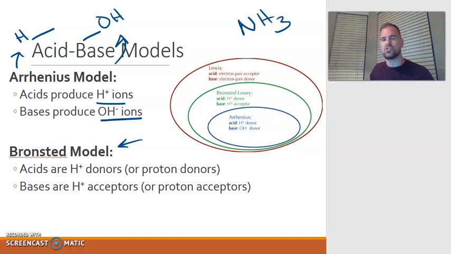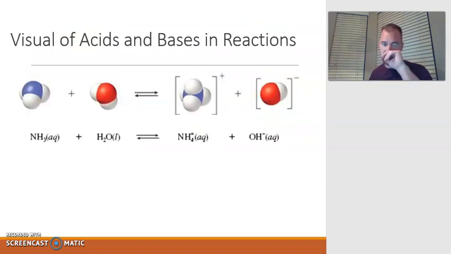So you can see the definitions are a little different. Does that mean the Arrhenius model is wrong and the Bronsted model is right? No, it just means the Bronsted model is a little bit more inclusive with what it considers to be an acid and a base. It's not as stringent in its definitions. So let's take a look at some pictures so you can see what this looks like. So remember I said ammonia, NH3, is considered a base. Why is that though?